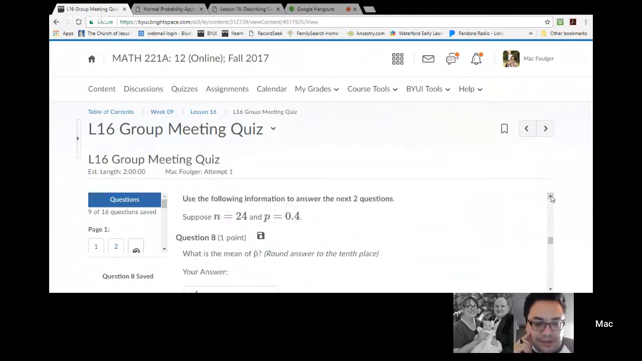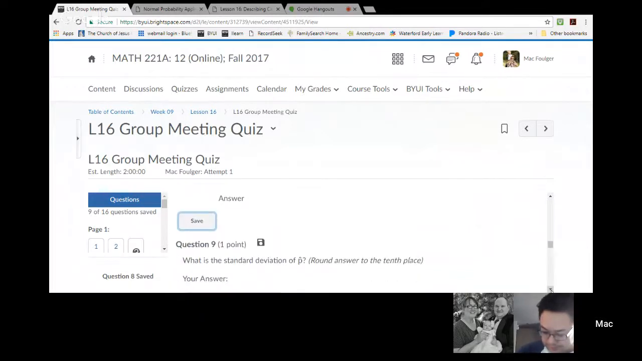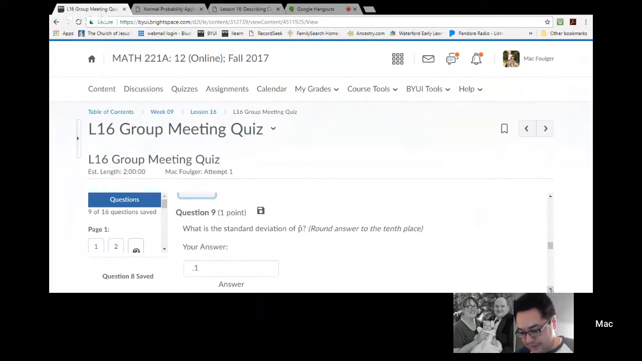Let me go back up. There, you're good. N is 24 and P is 0.4. Yep. 0.4 times 0.6 over 24. Don't forget your square root. All under the square root. Yep. So 0.24 over 24 is 0.01. The square root of that is 0.1. Okay. Perfect.